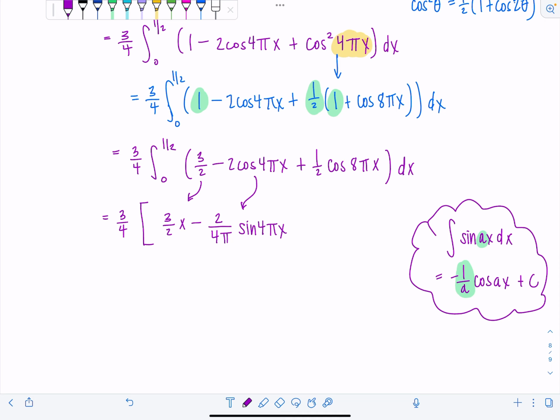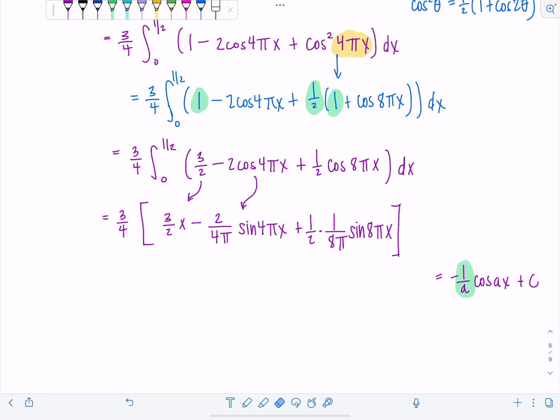And then I have plus 1/2. But then I'm also going to have to divide by 8 pi. And then antiderivative cosine 8 pi x is going to be sine 8 pi x. And this all gets evaluated from 0 to 1/2. Let's get rid of this. I need room. 0 to 1/2.